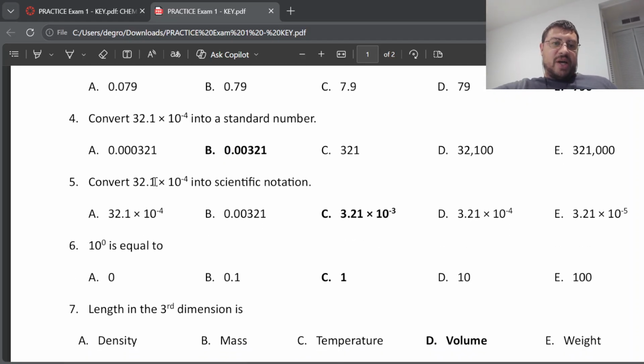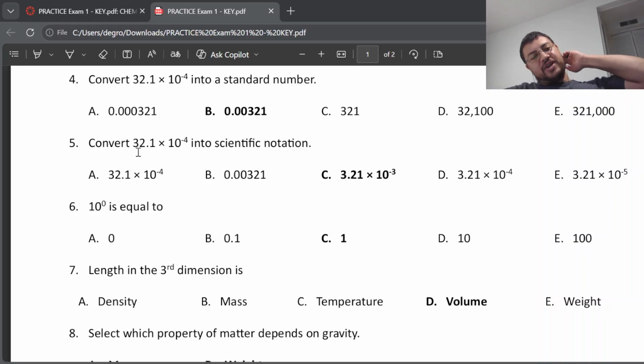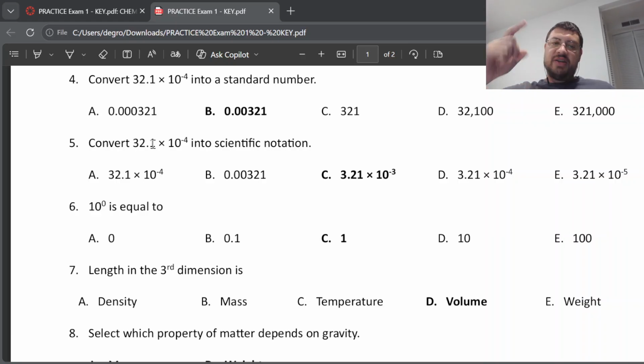Okay. Same question as last time, except put into scientific notation. So again, like I talked about in class or videos, scientific notation means it's going to be a number between 1 and 10, or just under 10. It can't be 10 itself. So 32.1 times 10 to the minus 4 looks like scientific notation, but it's not. 32.1 is the same as 3.21 times 10 to the 1 power. And so I could break 32.1 apart.